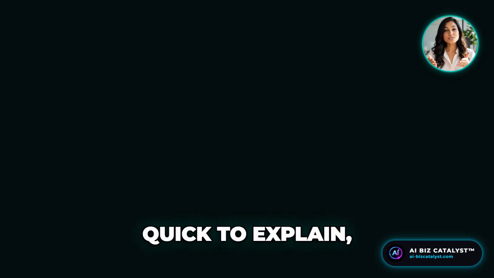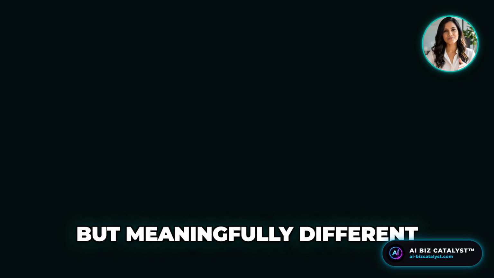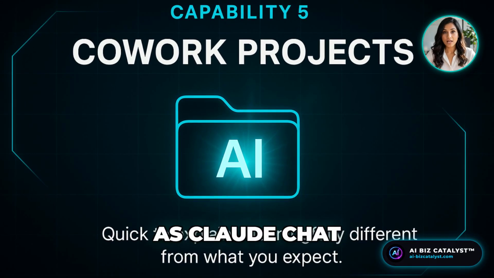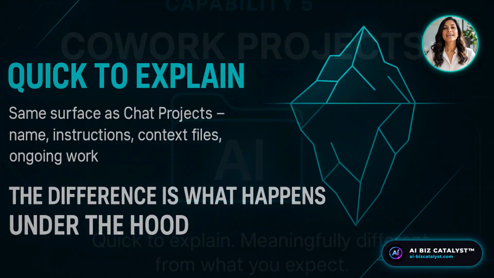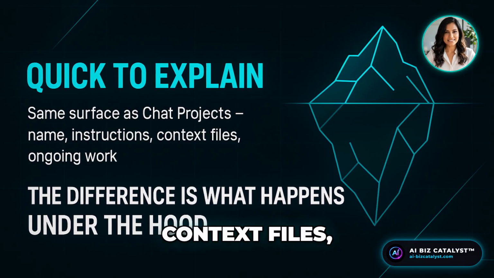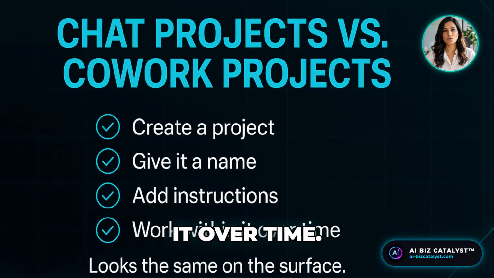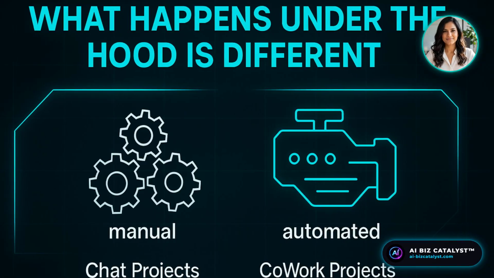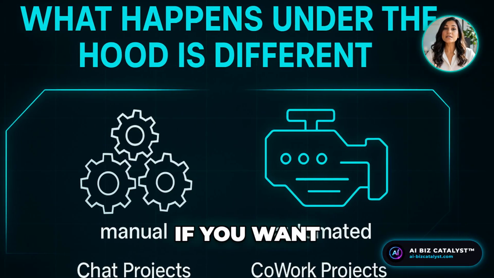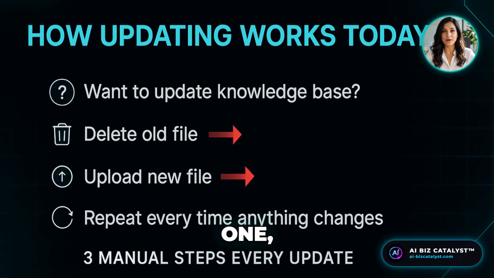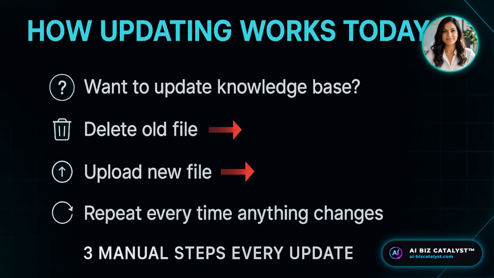Capability 5 is quick to explain, but meaningfully different from what you might expect. CoWork projects work the same way as Claude Chat projects on the surface. You create a project, give it a name, add instructions and context files, and work within it over time. The big difference is what happens under the hood. In a chat project, if you want to update the knowledge base, add a new principle, remove an outdated one, you have to do it manually.